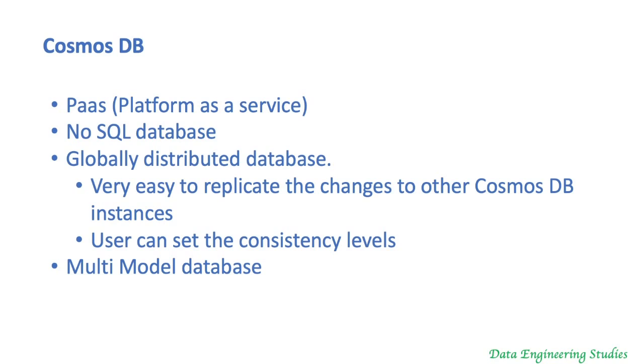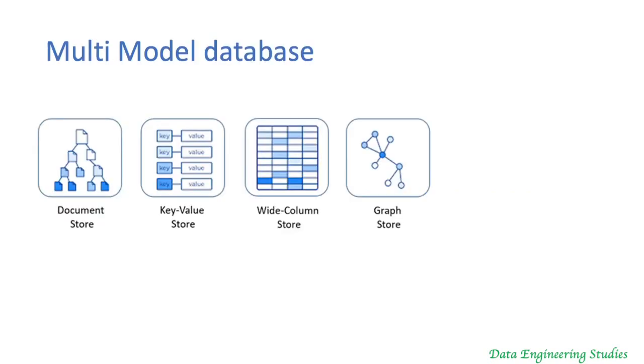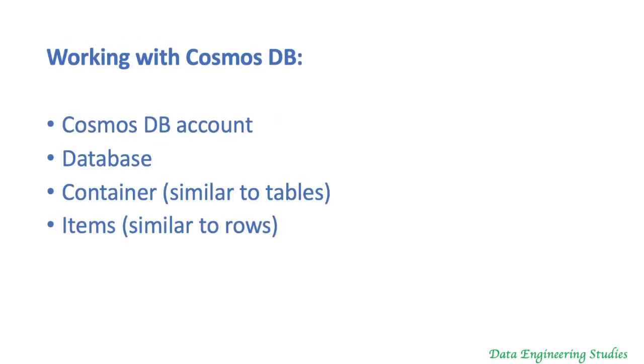Cosmos DB is a platform as a service and a NoSQL database. It is a globally distributed database where the changes can be replicated to other Cosmos DB instances. The user has the flexibility to change the consistency level to replicate the changes to other Cosmos DB instances. Cosmos DB is a multimodel database, that means that we can store documents, key values, wide columns, and graphs in Cosmos DB.